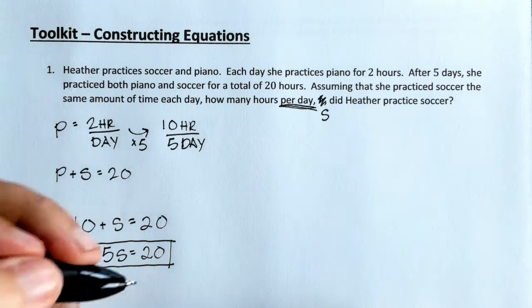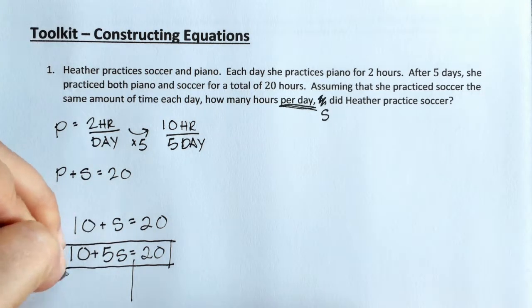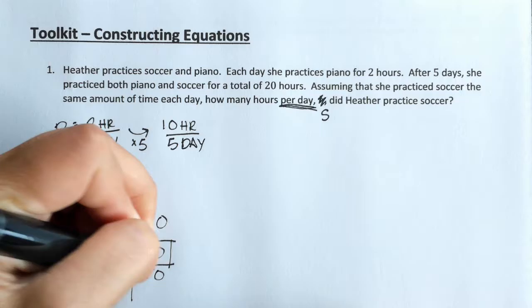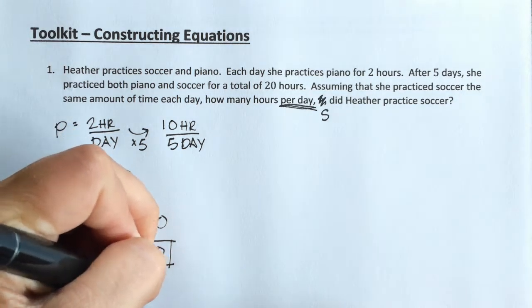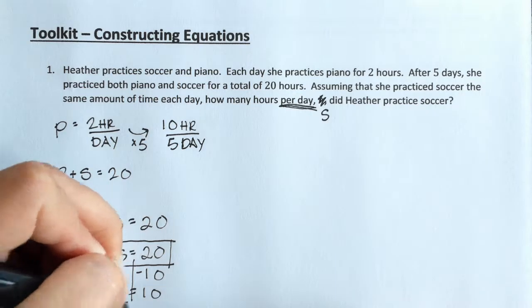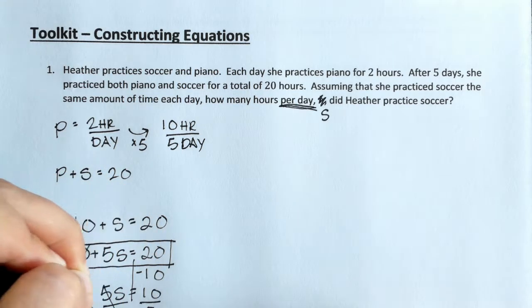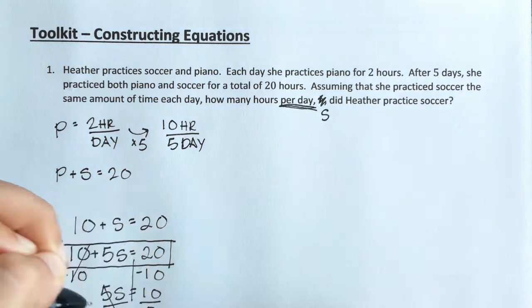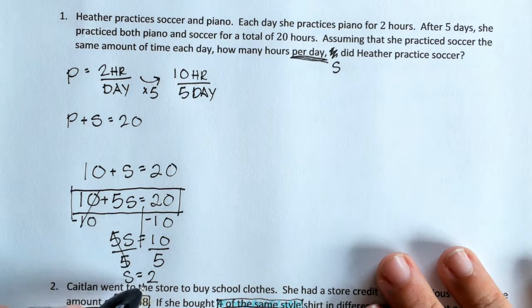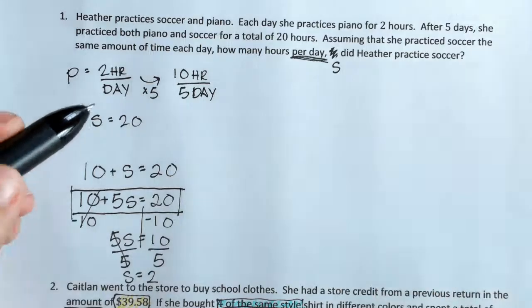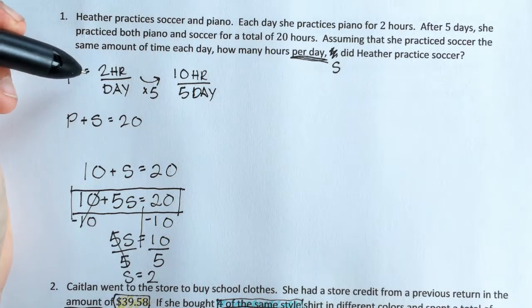And I'm going to follow through with solving the equation. At this point, I'm going to be subtracting 10. And it cancels out, and I'm left with 5s equals 10. And then I'm going to divide by 5. And that cancels out, and s equals 2. So she practices soccer for 2 hours per day, just like she practices piano for 2 hours.